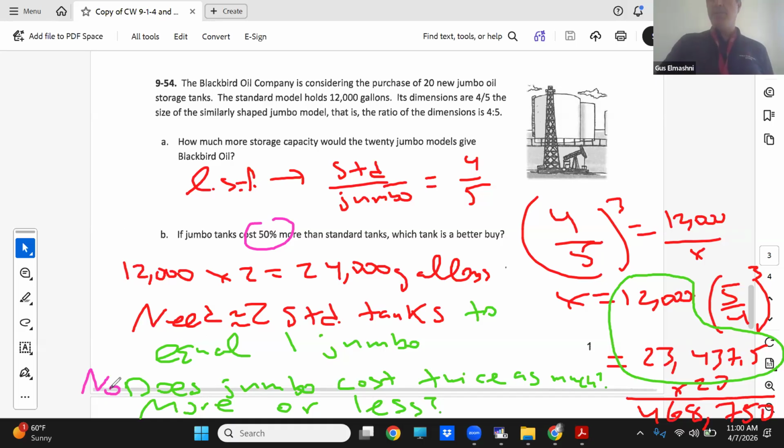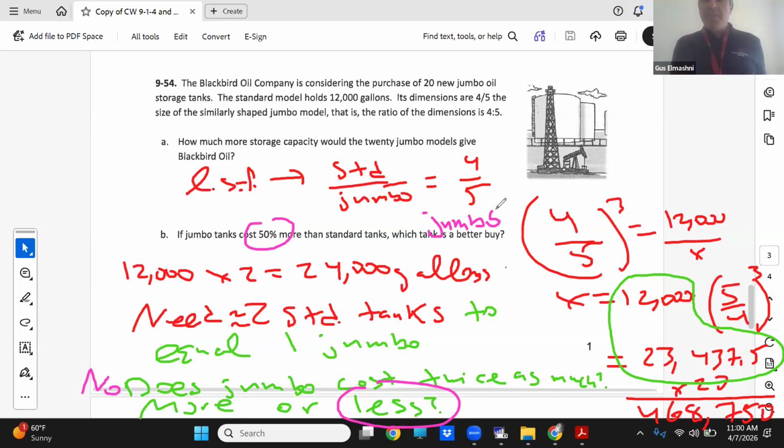Does it cost more or less than twice as much based upon the information? Less. So which one's a better buy? The jumbo. So if you're an oil company, you prefer the jumbo. It's just more efficient to do it that way. So from a mathematical standpoint, what I should have done is compare the ratios between these two volumes and then compare the costs as well, see which one's a lower ratio. That's what I would have done.